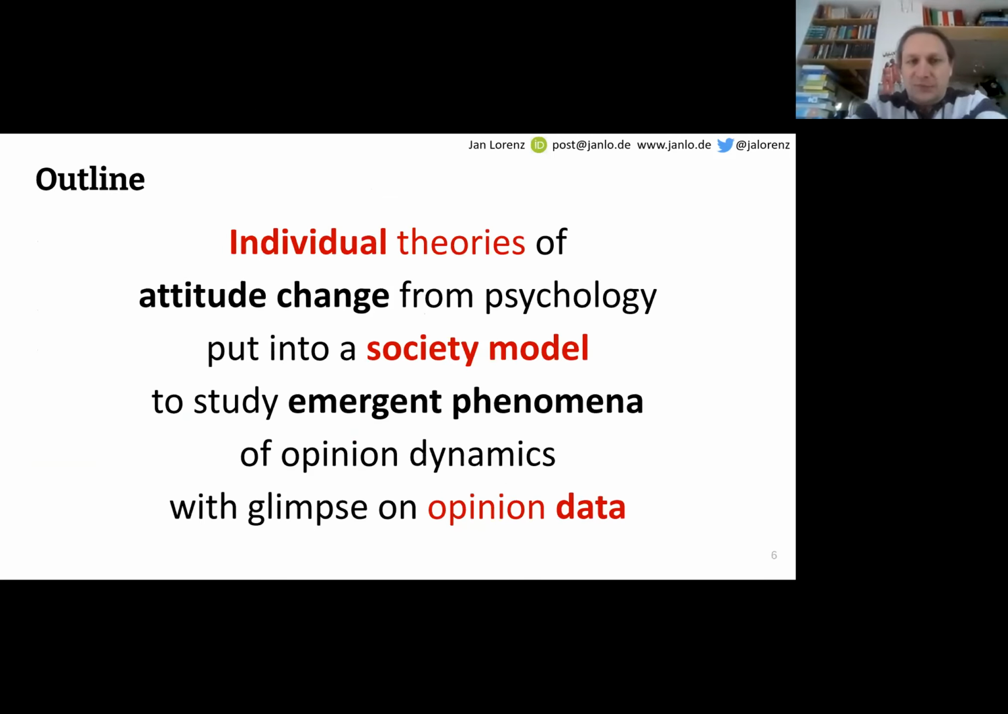So the outline for today is that we take these individual theories of attitude change from psychology and put them into a society model, as one is doing in sociophysics. But here I try to do it at least a bit more based on psychological literature, and then study the emergent outcome. And I also show you a bit of opinion data, where we are currently in a project of trying to calibrate models so that they produce data similar to reality. But this is just work in progress at the moment.